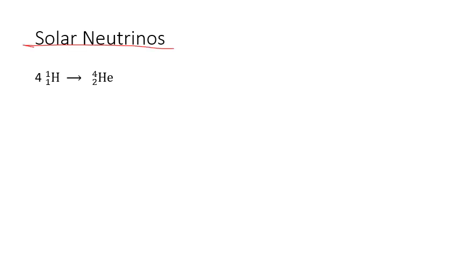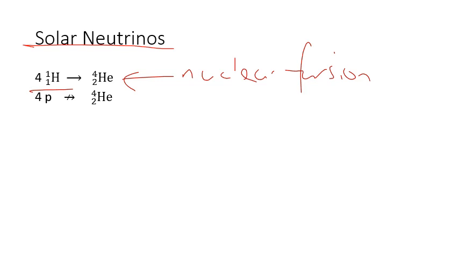Now, ever since you were in primary school, you've been told that the sun fuses hydrogen and helium. So you've been told that that is nuclear fusion. But of course, you're older and wiser now, and you know that 4 protons, because of course a hydrogen nucleus is just a proton, 4 protons do not make 2 protons and 2 neutrons. 4 protons do not make a helium nucleus. So you know that there's something else going on in nuclear fusion.